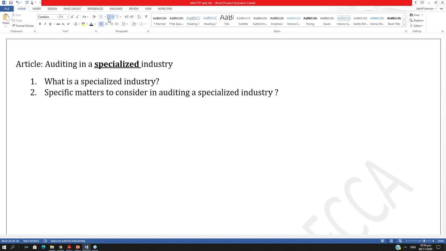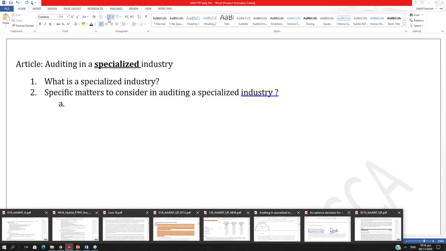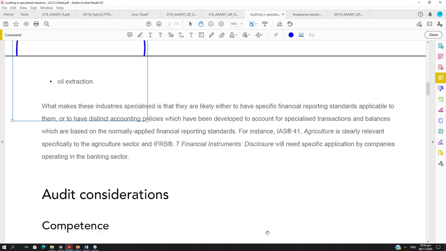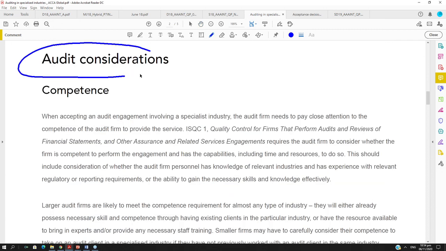What if the question comes in the December 2020 paper for 6 marks asking you what specific matters to consider in auditing a specialized industry? For example, the examiner makes a case study in the December 2020 paper on a specialized industry, and the client is from that industry, and you regret that you didn't read the article. Now, this is such an easy article: specific matters to consider when auditing a specialized industry. Number one, you go to the article. Can you see this heading over here? Audit considerations. What extra considerations will you give as an auditor when you're auditing a specialized industry?